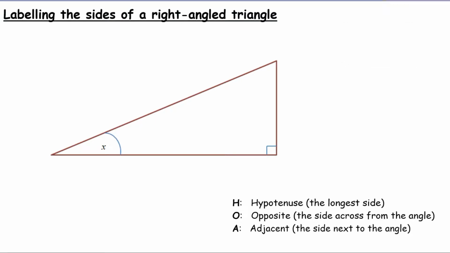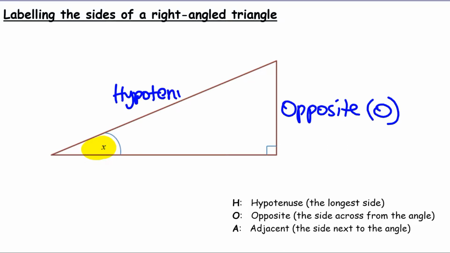When you're labeling the sides of a right angle triangle, you always have to pay attention to the given angle. In this case, the given angle is angle X. The side that's opposite angle X is this one here. We call it O.